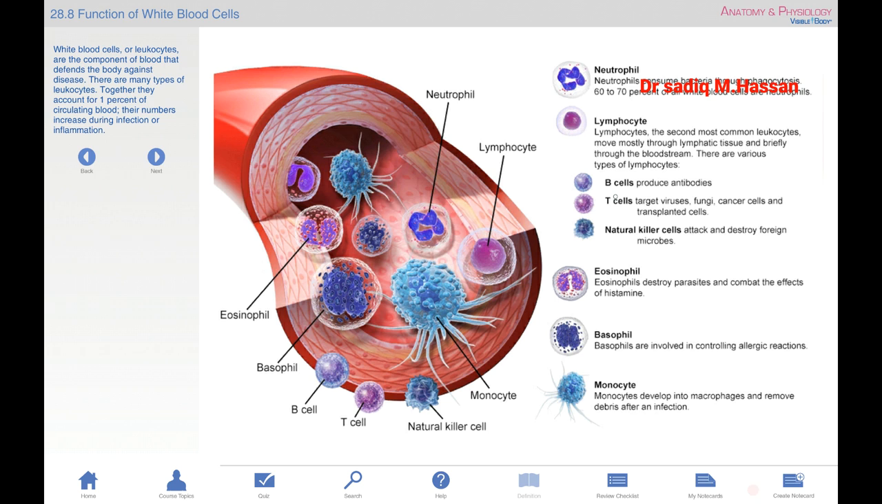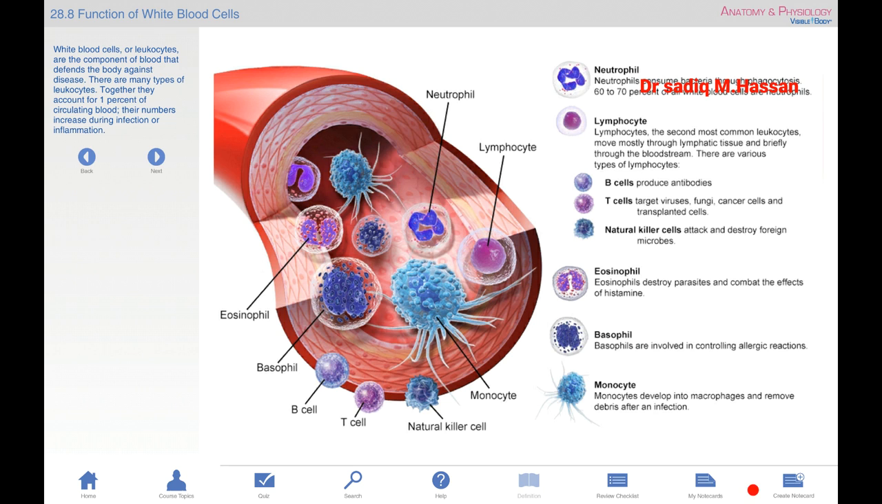T cell is another one. T cells target viruses, fungi, cancer cells, and transplanted cells. The next one is the natural killer cell. It attacks and destroys foreign bodies. It destroys parasites and combats the effects of histamine.